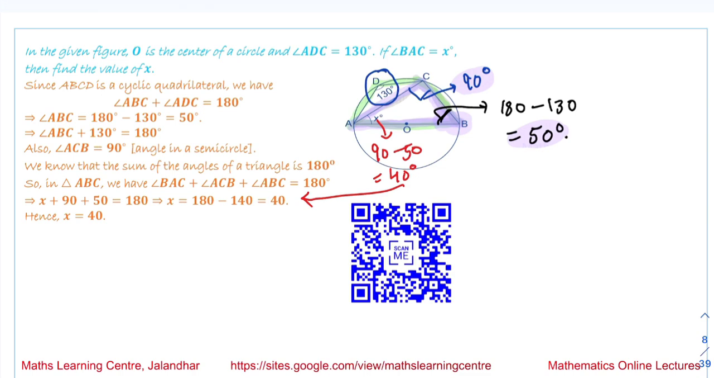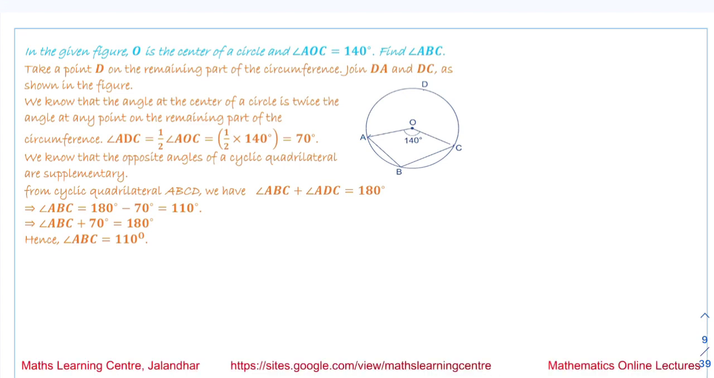Next, a circle is given to us with center O. O is the center of this circle, and it is given that angle AOC is 140 degrees. We have to find the value of angle ABC. To find this angle, we are going to do a construction over here. We are talking about this arc AC, and this angle is 140 degrees.